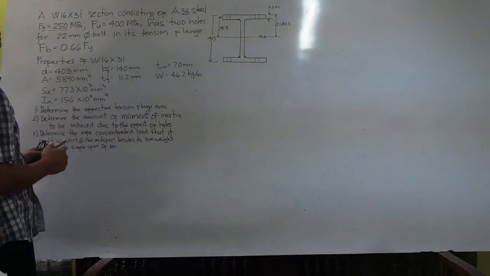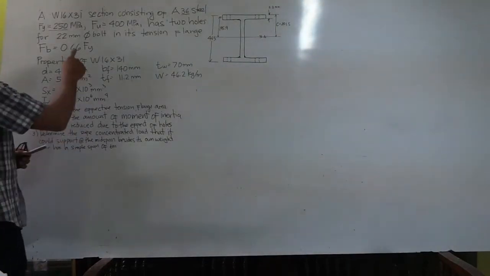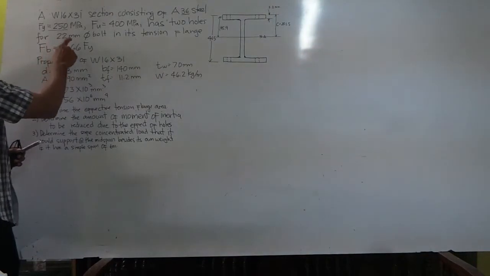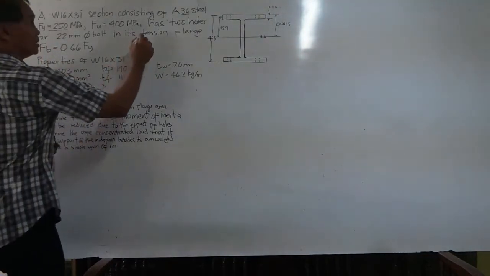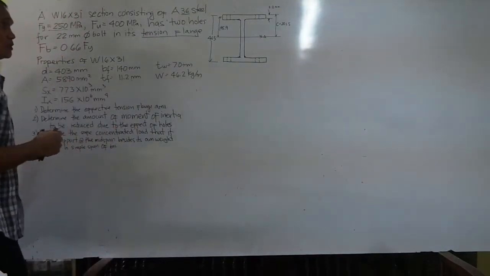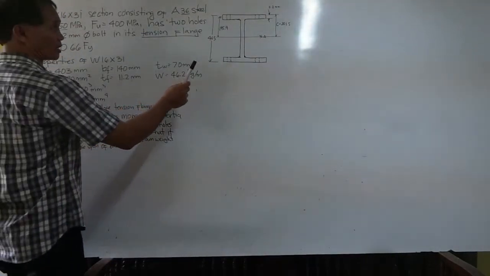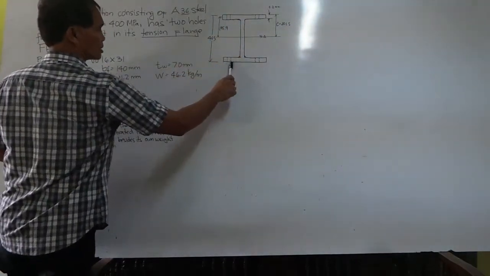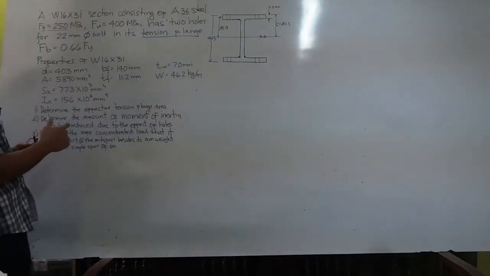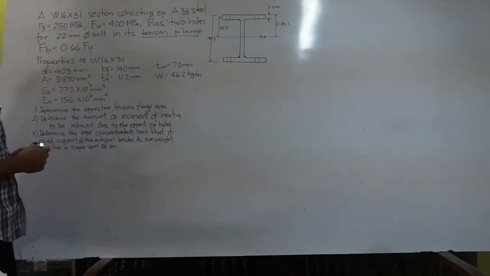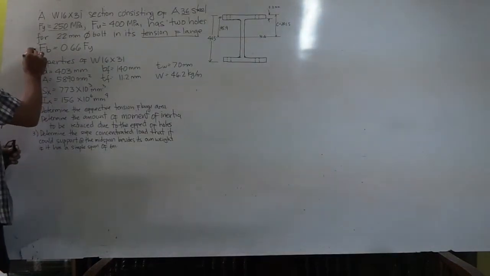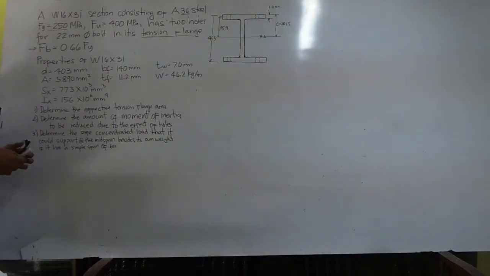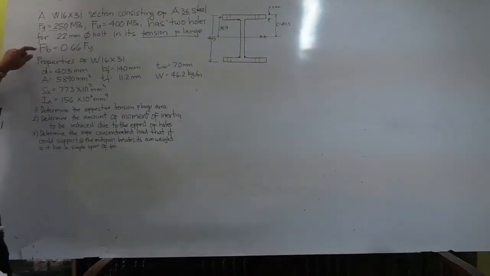And that wide flange 16 by 31 has two holes for 22 mm diameter bolts in its tension flange. So the tension flange is the lower one. If it is a simply supported beam, this is the beam that we have. Two bolts, two holes. It is already stated there that the allowable flexural stress of the beam is equivalent to 0.66 Fy.